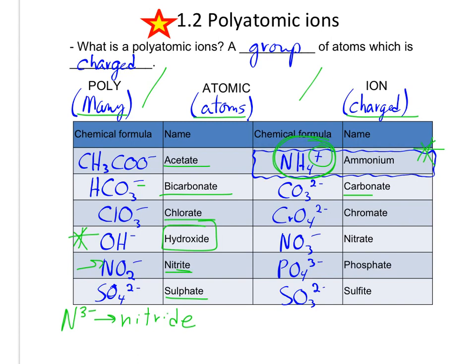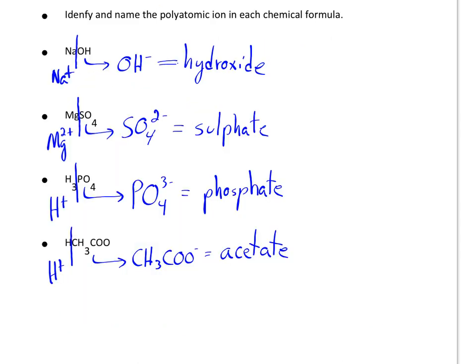CO3 negative 2 is carbonate. CrO4 negative 2 is chromate. NO3 negative 1 is nitrate. PO4 negative 3 is phosphate. And SO3 negative 2 is sulfite. Again, watch out here. The ion for sulfur would be sulfide, and this is sulfite.